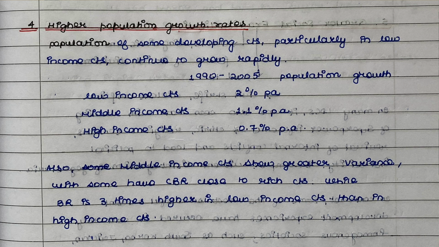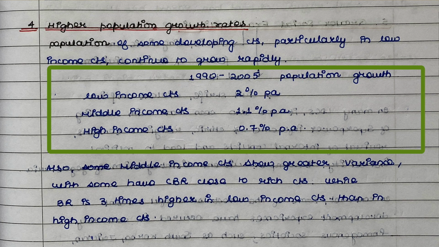Then another characteristic of developing countries is that there are higher population growth rates in these countries. So the population of some developing countries, particularly low-income countries, continues to grow very rapidly. From 1990 to 2005, population growth in the low-income countries was 2% per annum, middle-income countries 1.1% per annum, and high-income countries 0.7% per annum.